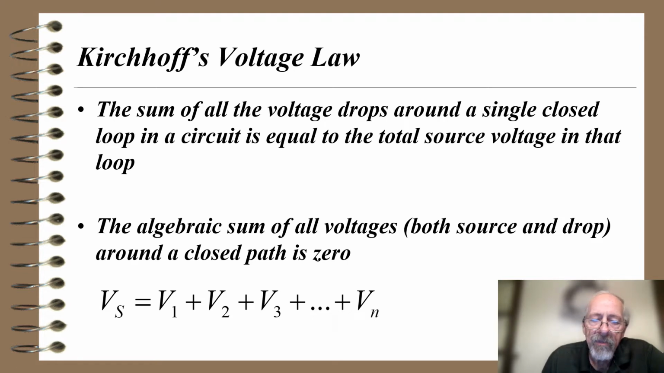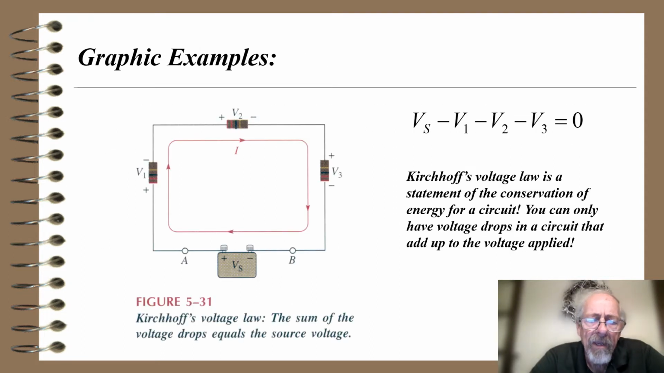If I had 3 resistors, this equation would reduce to the source voltage would be equal to the voltage drop across V1 plus V2 plus V3. So here's a graphic example. And again, we have 3 resistors shown there. And you notice that there is a voltage drop V1, V2, and V3. And if I subtract them from the source voltage, I'll get 0.